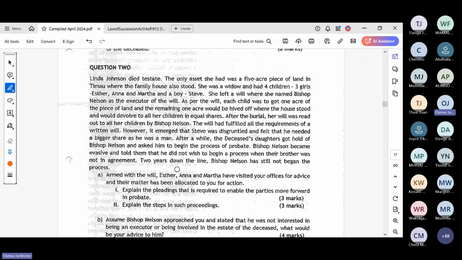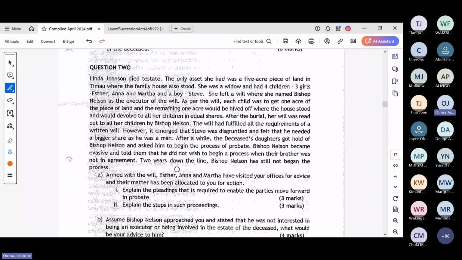Somebody. What are the pleadings here and what are the steps? Yes, Kimani Wainaina. I hope I can be heard. I believe the pleading that would be required here is a citation. A citation is essentially where someone who is entitled to the estate of the deceased, having not previously made an application for a grant, can make an application to ask the person who has been issued the powers to take out probate why they have not begun such a process. In terms of the steps in such proceedings, it would be to make an application.